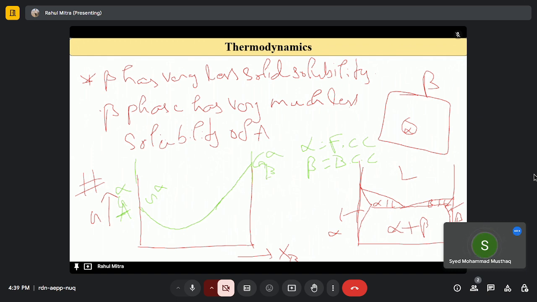Then again, what about the free energy curve of beta? Because beta has very little solid solubility, it should curve like this.